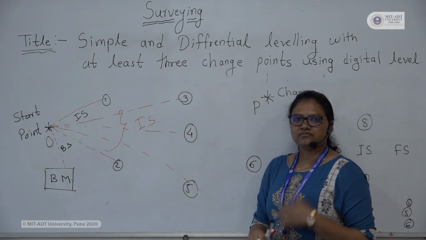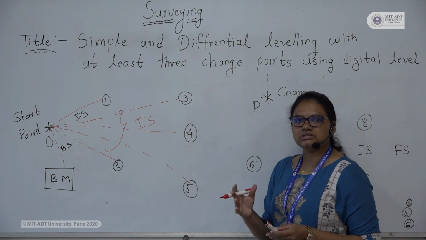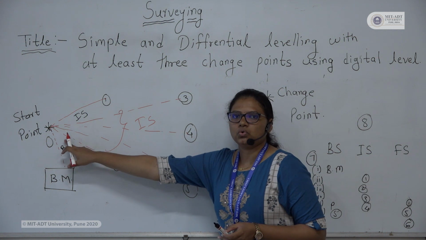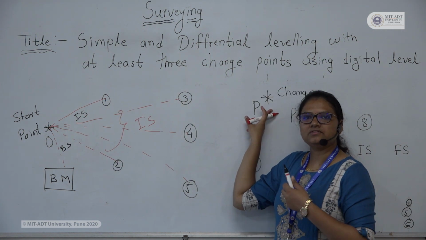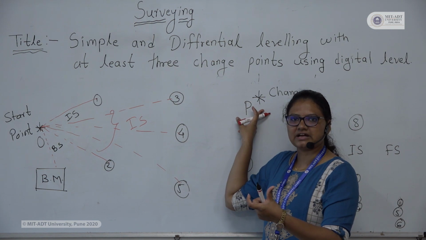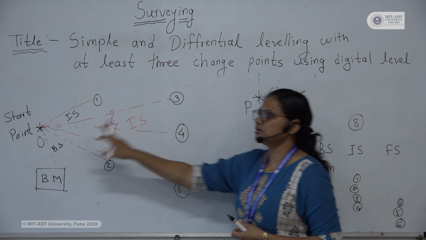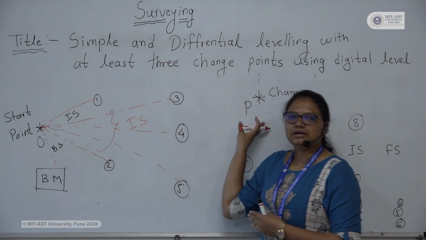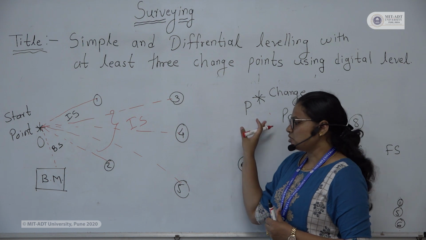So if this problem is occurring, then our next step will be to shift our instrument from this point O to this different point P, that is a different station. So whenever the object is not visible by our eyes using the leveling instrument, then we have to shift our instrument from this point O to a different point. Now before shifting, our important point is what?